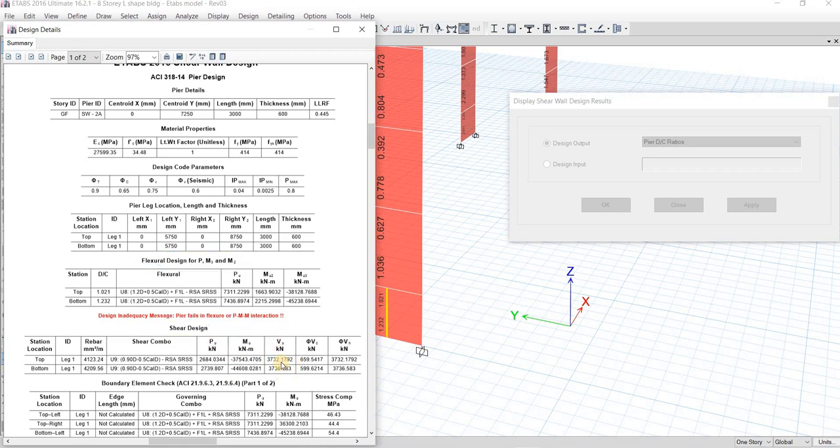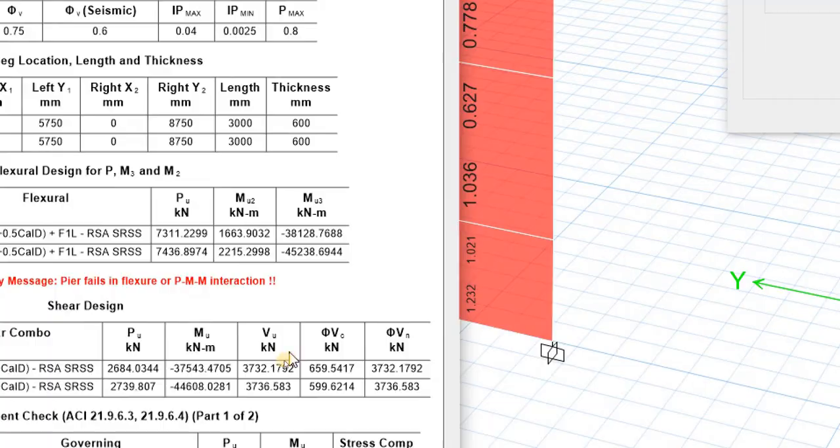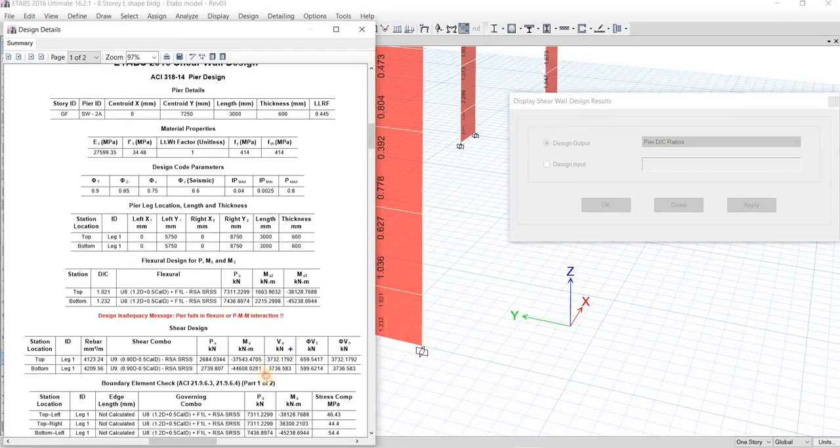So this is the Vu. This is the Vu, if you can see this one. The Vu is the ultimate shear force acting on that pier, either left or right, or this is the quantity, 3,732. Okay, then you have a Vu.